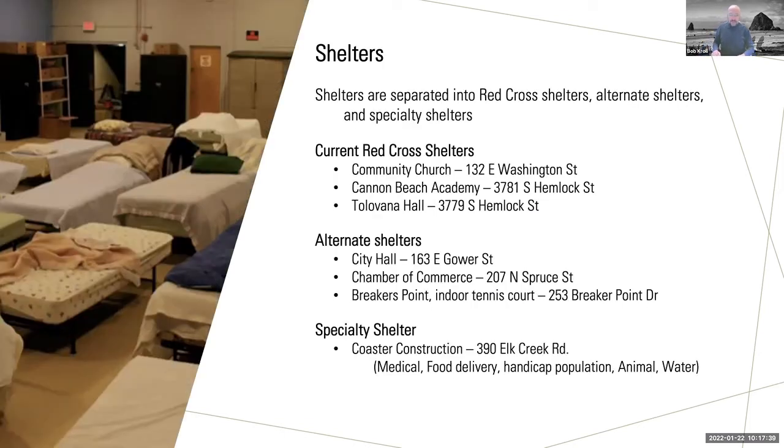So I want to talk a little bit about sheltering. Just talk about the different kinds of shelters that we have in our community. Red Cross shelters are sort of the mainstay of sheltering if we need to evacuate our homes for whatever reason. There are some alternate shelters, and we have something that's considered a specialty shelter here in Cannon Beach.